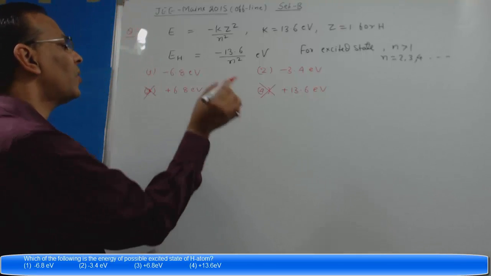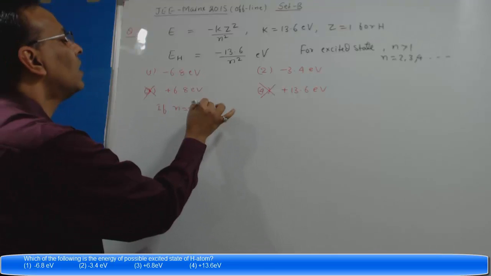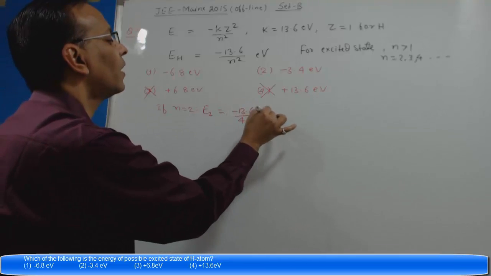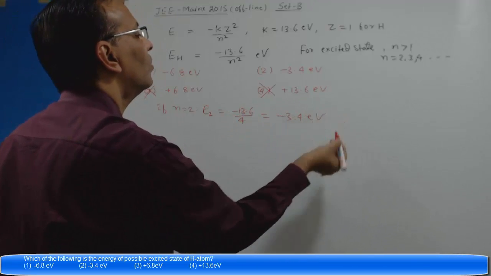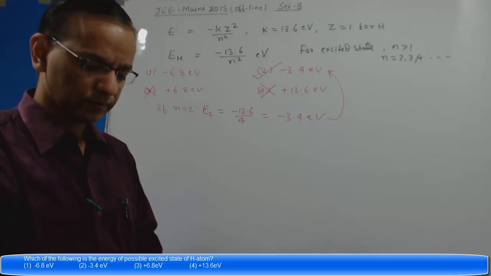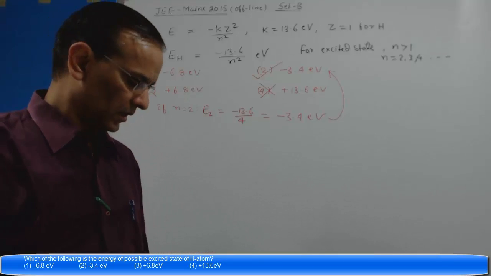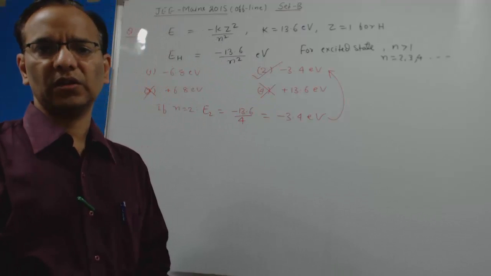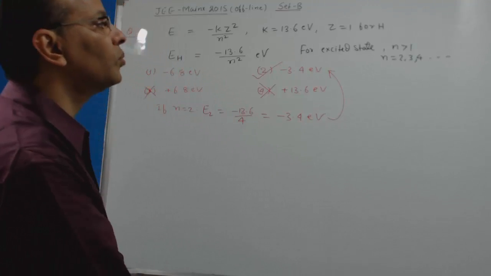So if we put n is equal to 2, E2 will become minus 13.6 upon 4, that is minus 3.4 electron volt, and this is the second option. So the answer is 2. So this was a pretty good but simple question, and just by sincere calculation this question could have been done very easily. So let us move to question number 2.